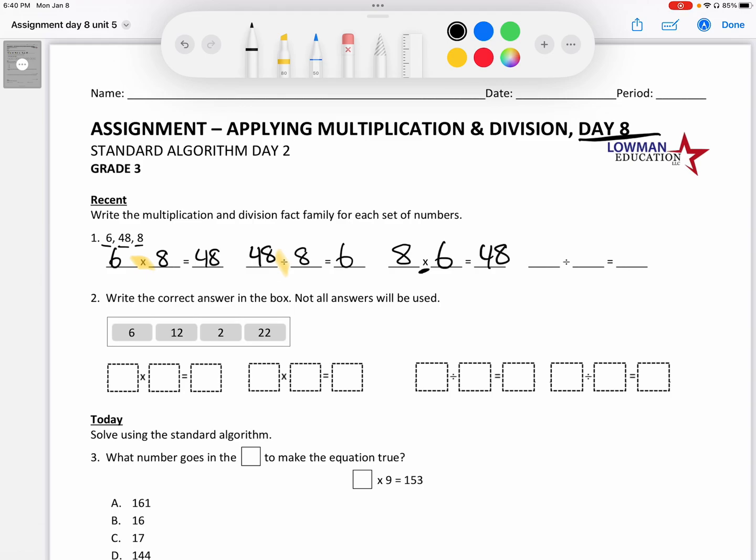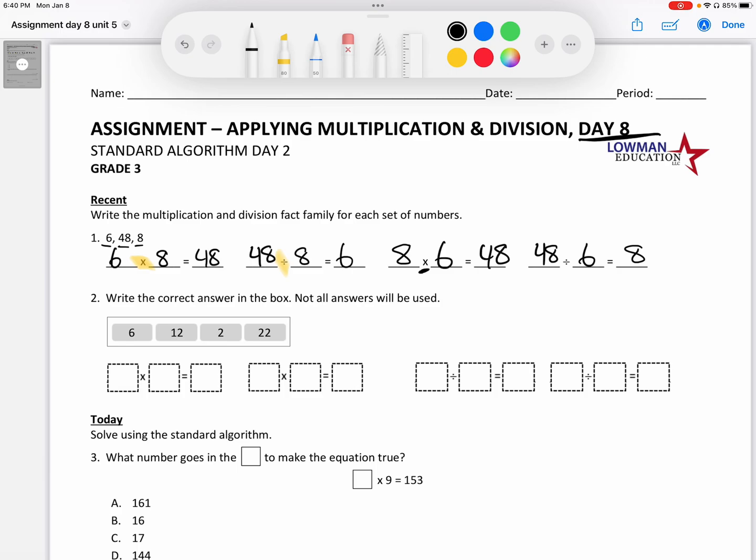The last one we need to come up with is one more division sentence. We know the division sentence has to start with our biggest number, which is 48, divided by 6 equals 8. And this creates a fact family. We're using all the same numbers to create these number sentences.